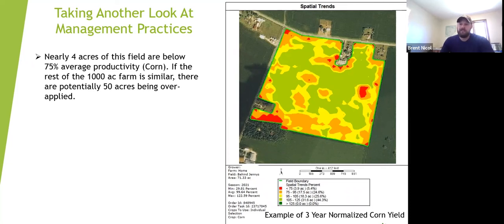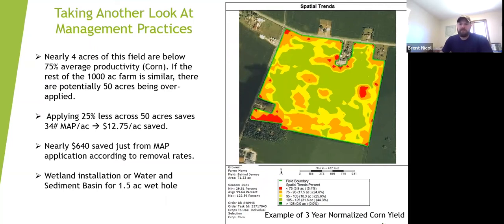So if the rest of this 1,000-acre farm, let's say, was to follow suit, we're nearly 5% of fields hovering around or under 75% productivity. There could be potentially about 50 acres being mismanaged or overapplied. Now, 50 acres on a 1,000-acre farm doesn't seem like much, but when you start to put some financials to it, it could save a fair amount of money, as well as obviously improve nutrient utilization, so less lost or wasted fertilizer.